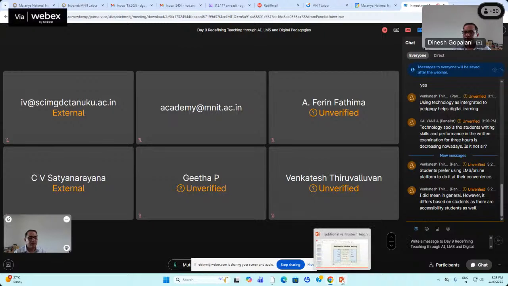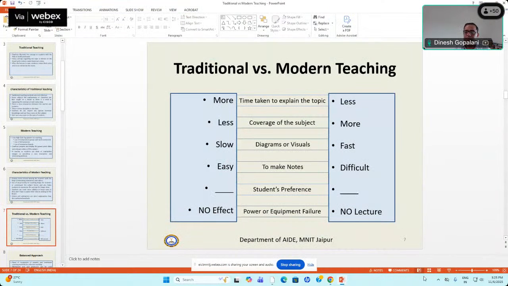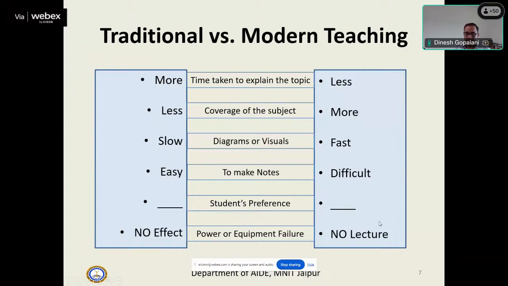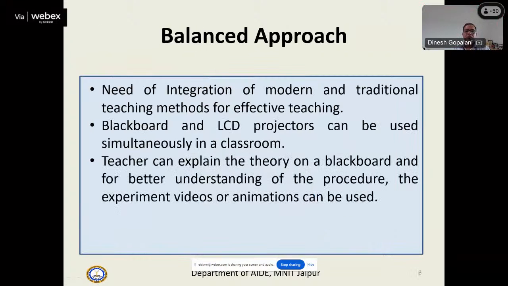Fine. So let us go back to the slides again. My submission is that there should be a fair and balanced approach. So we shall integrate both modern and traditional methods for effective teaching. Whichever things can be explained through the board, we should cover through that only. Any equation, even a diagram.